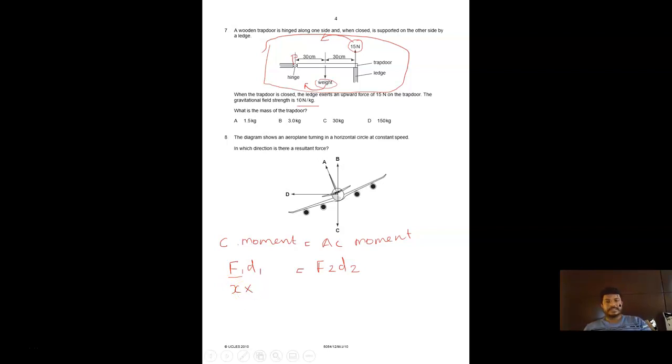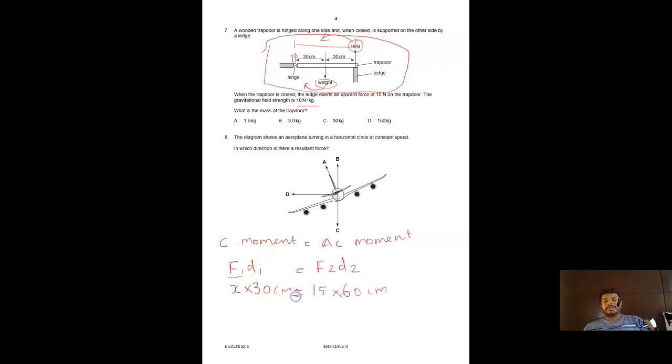This is the perpendicular distance. How do you find the perpendicular distance? From the pivot to the point of force application. So for the downward force, here is the weight and here is the pivot. The distance mentioned is 30 centimeter. So right here, 30. And here is the upward force: 15 Newton multiplied by d2, the perpendicular distance, from the pivot to the point of force application. The complete distance is 30 plus 30, which is 60 centimeter. So here centimeter, here centimeter.